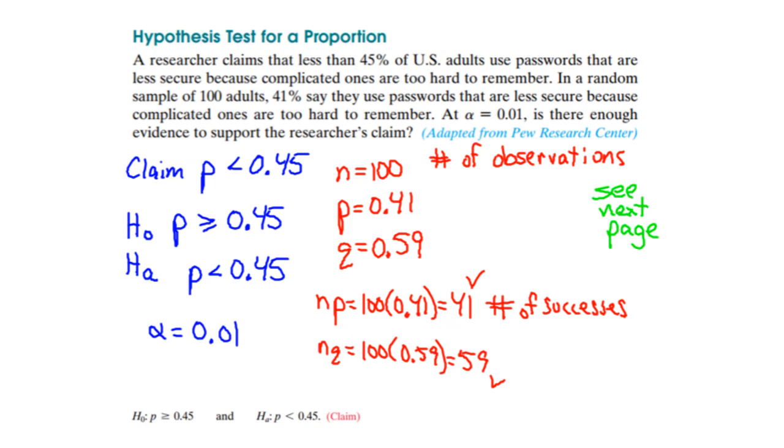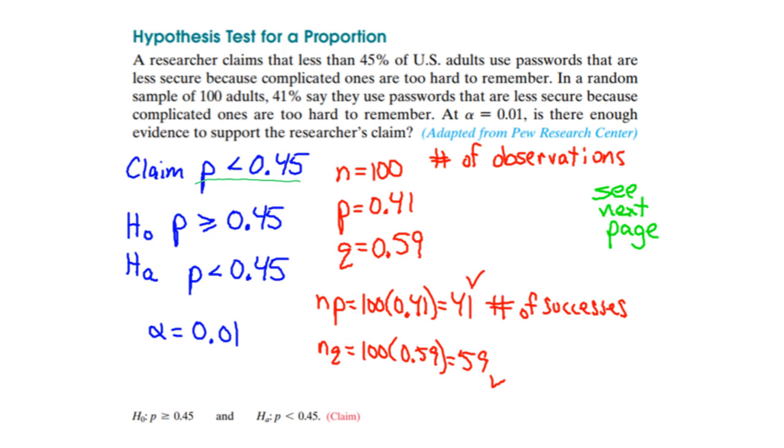All right, let's look at a problem. So the researcher claims that less than 45% of US adults use passwords that are less secure because complicated ones are too hard to remember. So our claim is that p is less than 0.45.